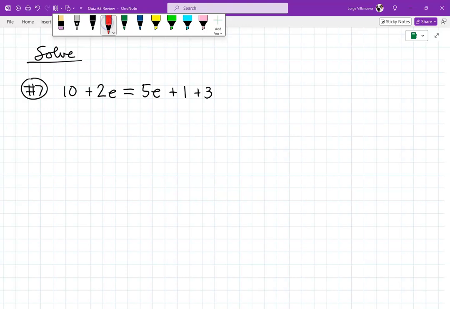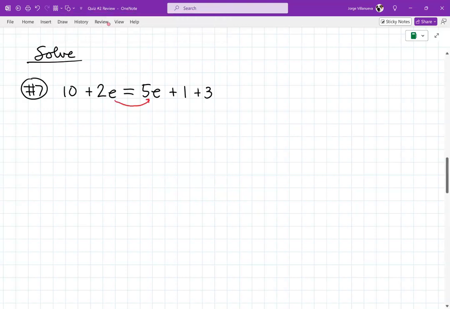Okay, now I'm not sure how your teachers like to show it. I know they like to put minus 2e, minus 2e. But honestly, I just prefer drawing an arrow. And the arrow basically means you're going to switch the side for it. So you're going to switch the sign. So in other words, instead of a positive 2e, it's going to become a minus 2e. So 5e minus 2e, that's 3e. Plus 1 plus 3, that's 4. And over here, it's going to be just a 10.